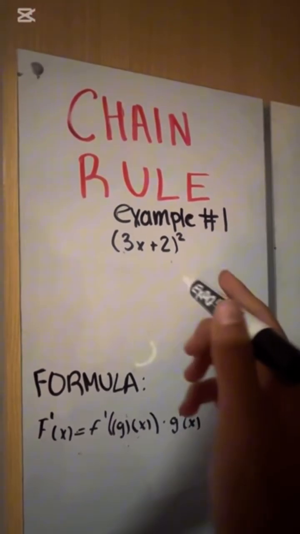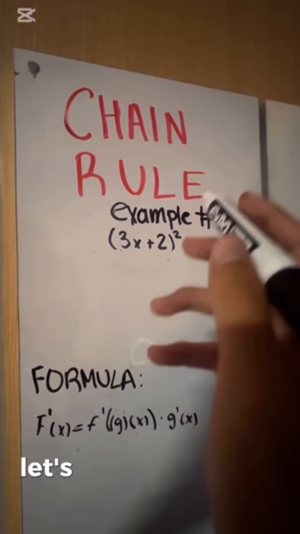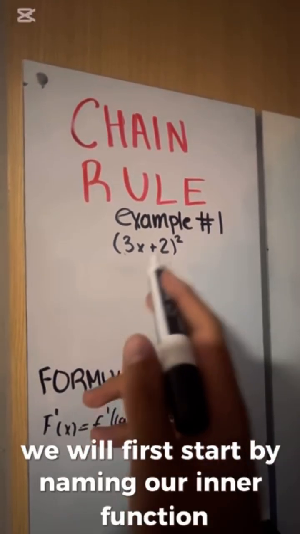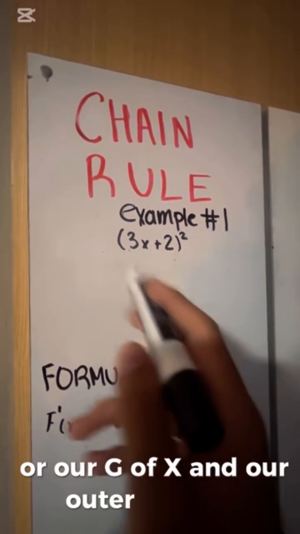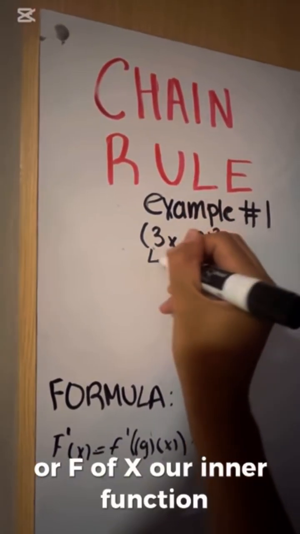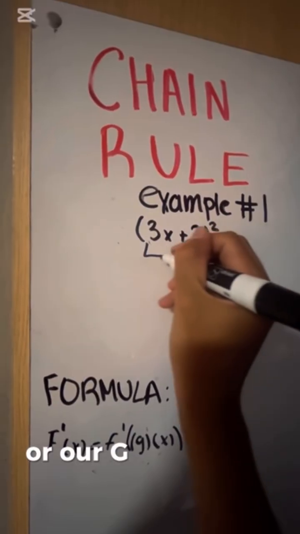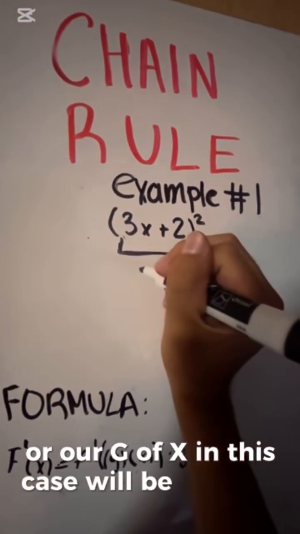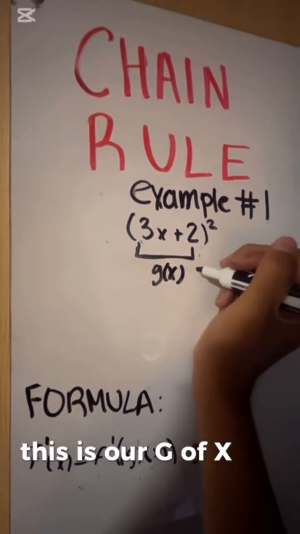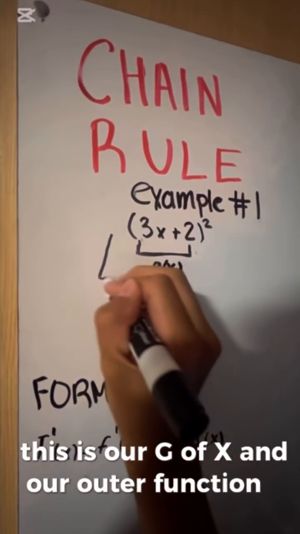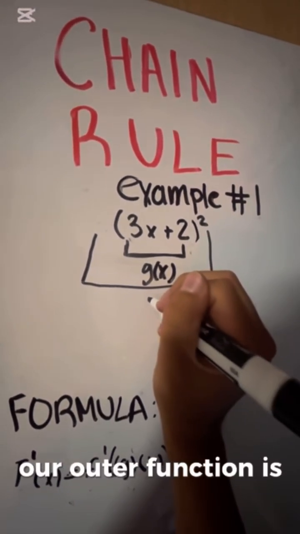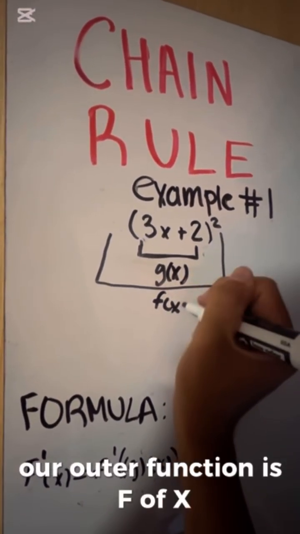Our first example, 3x plus 2 squared. Let's solve it with the chain rule. We will first start by naming our inner function, or our g of x, and our outer function, or f of x. Our inner function, or our g of x in this case, will be 3x plus 2. This is our g of x. And our outer function is all this. Our outer function is f of x.